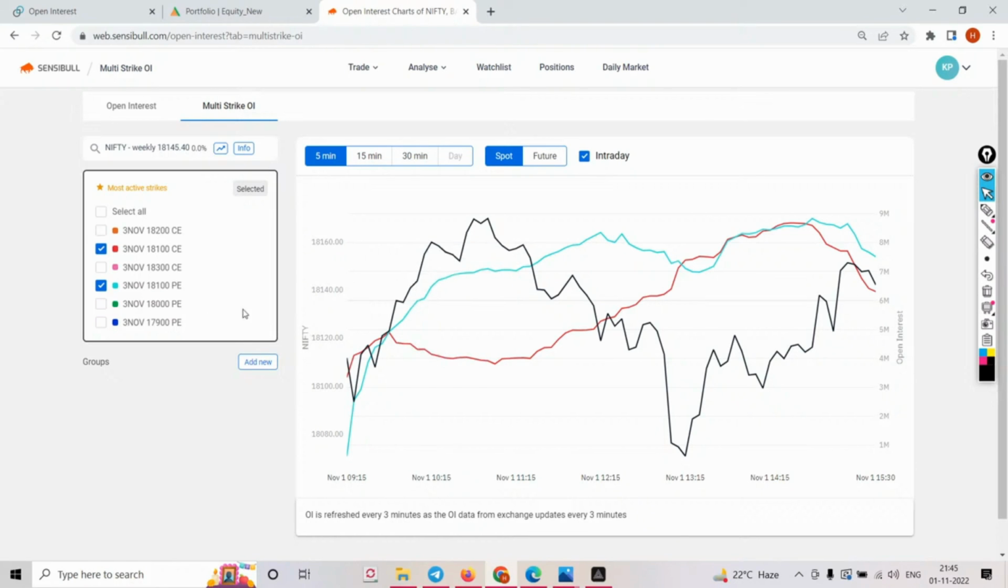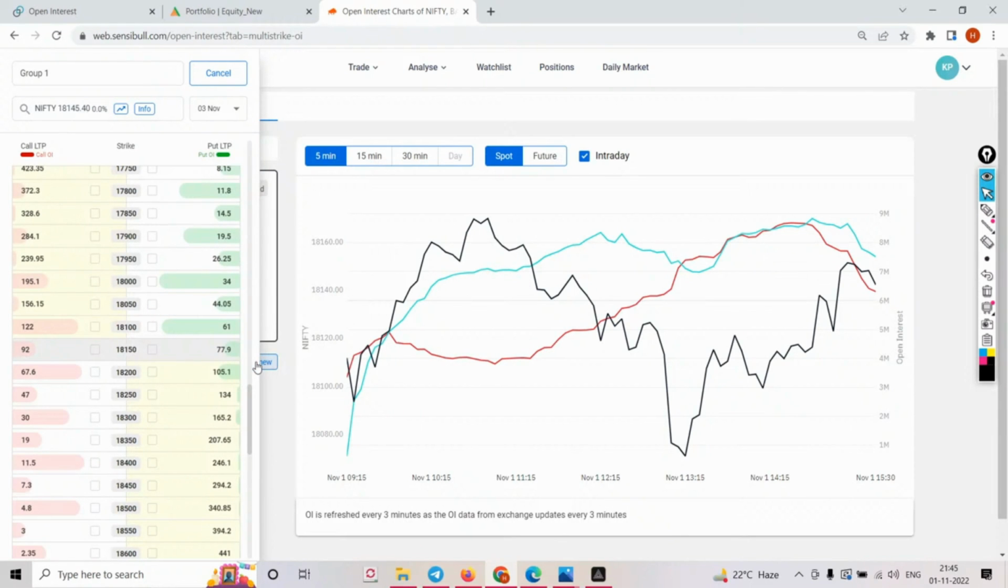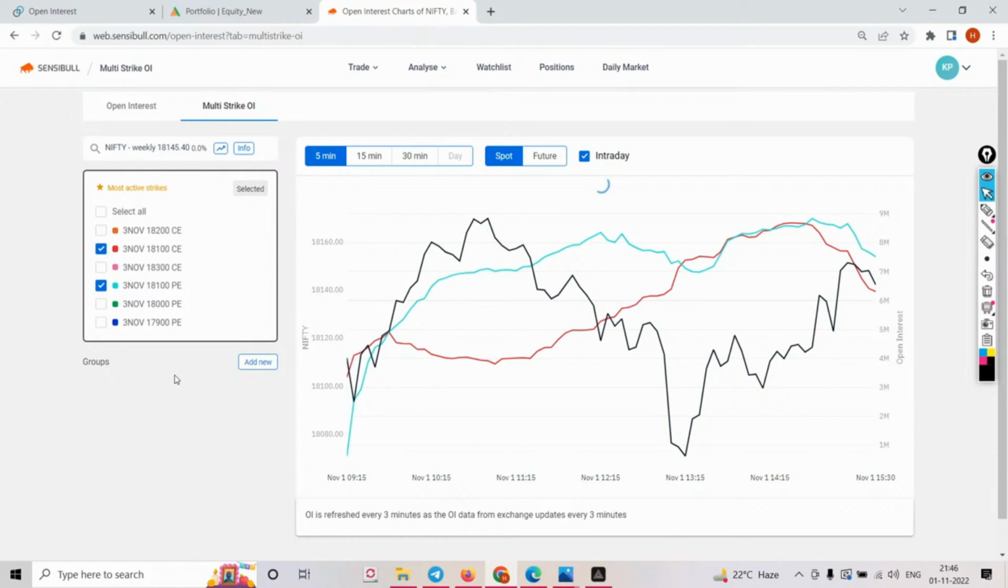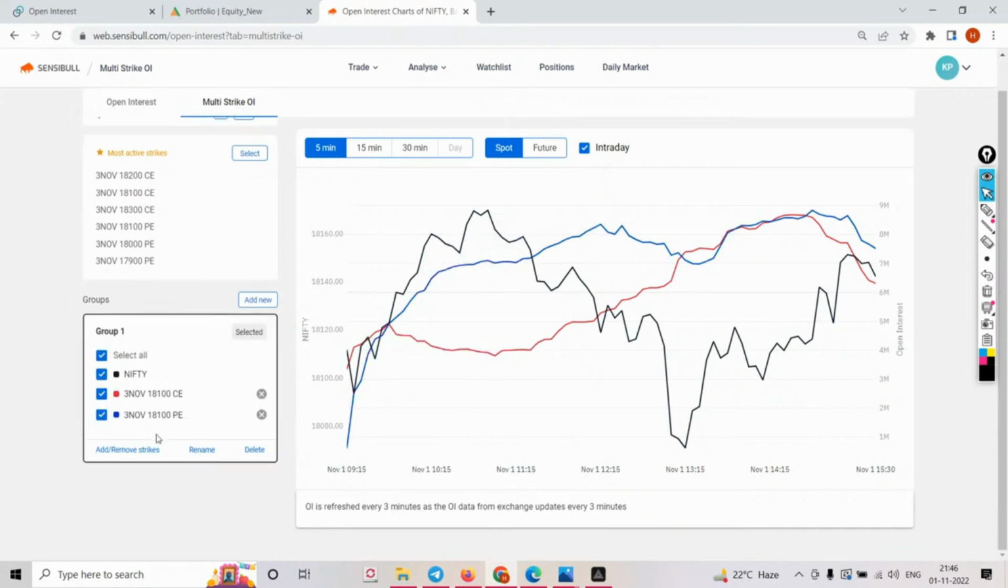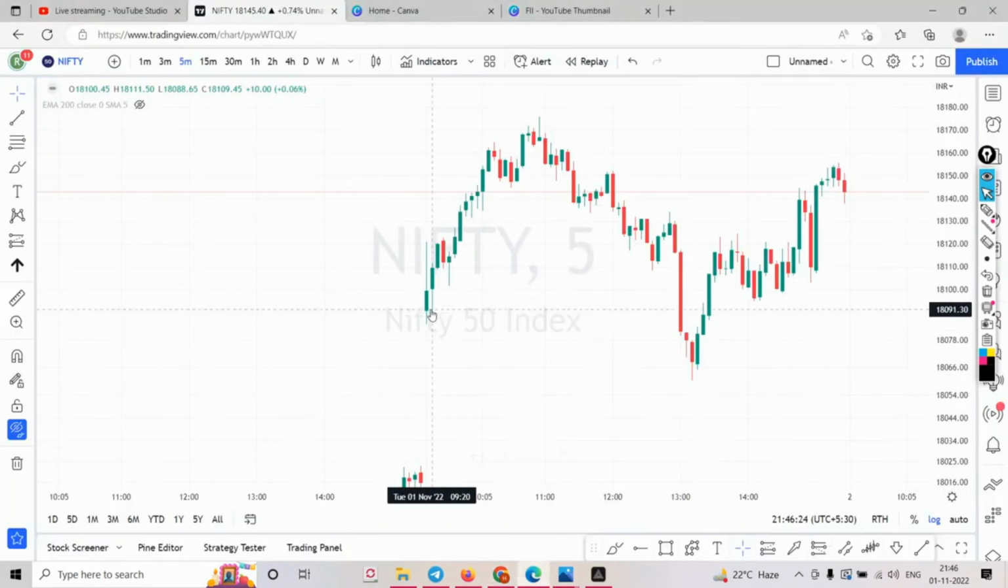Do I have the option of removing the market? Let me do one thing. You can click add new. I'll select the same thing, 18,100 PE and 18,100 call. Rather than using this, I wanted to just remove the Nifty. I've taken 18,100 CE and 18,100 PE because I wanted to show you once more that when the market opened at 9:15 or 9:20, this was the ATM. For example purposes, I've taken the ATM.